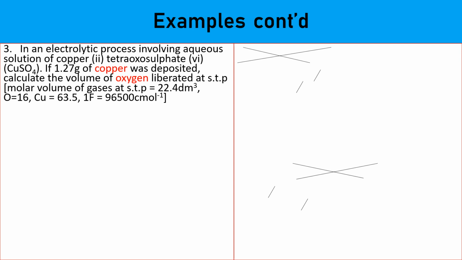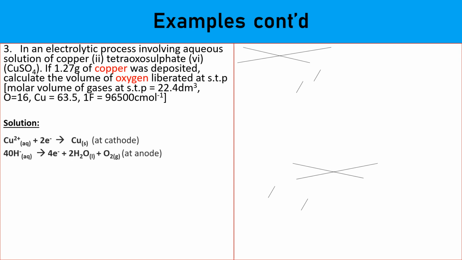So what do we do? The first thing that must come to your mind, or that you must recall, is that we talked about electrolysis of copper(II) tetraoxosulfate(VI), and I remember that I told you during the lesson that at the anode, hydroxide ion is discharged and oxygen gas is liberated. At the cathode, copper(II) ion is discharged and copper is deposited. So the equation will look like this.